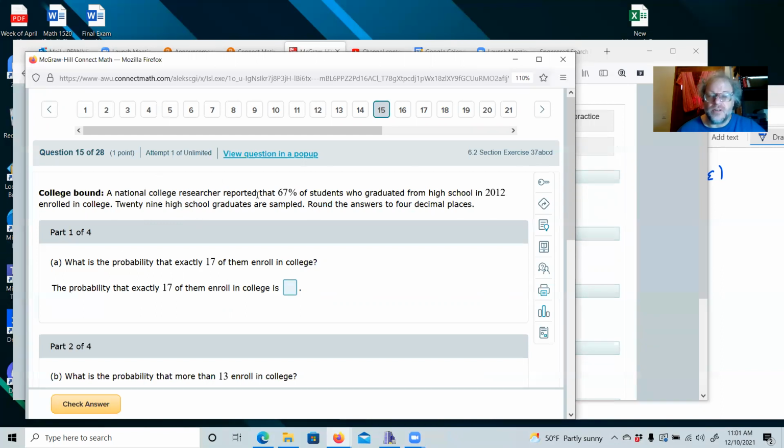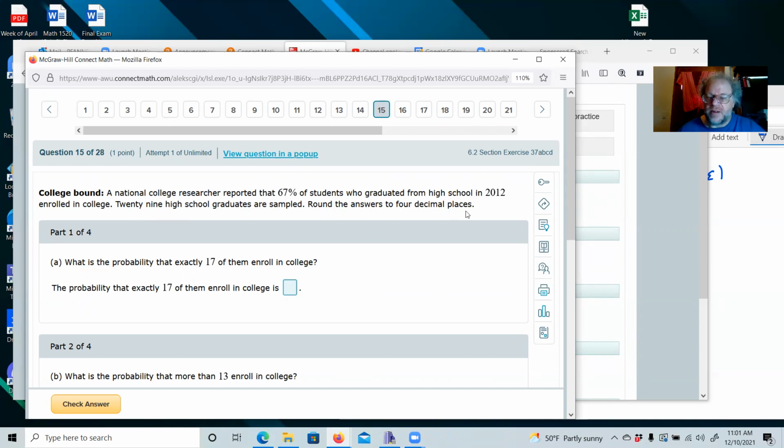So did they give us a standard deviation? No, because binomial doesn't need one. Normal needs a standard deviation. Binomial does not. It has one, but we're not going to worry about that. So what you're going to do is say, okay, we have 29 people. Are you going to go enroll in college? That's what this is going on.